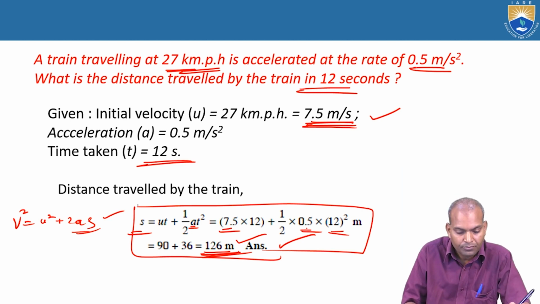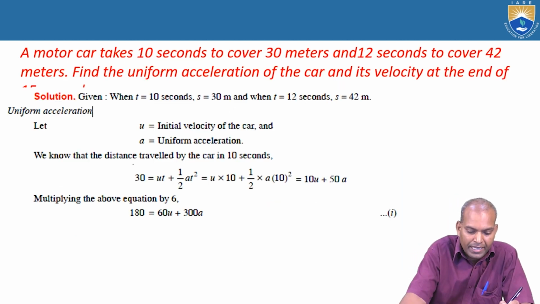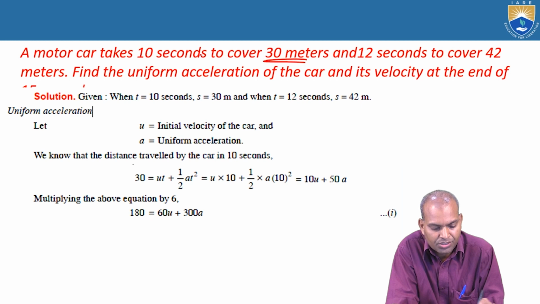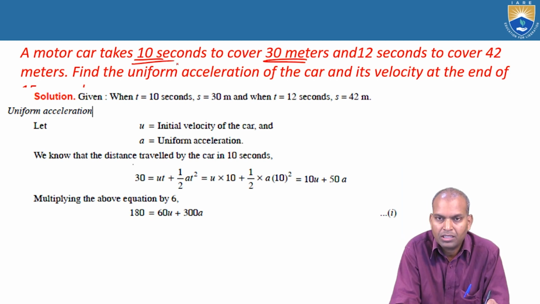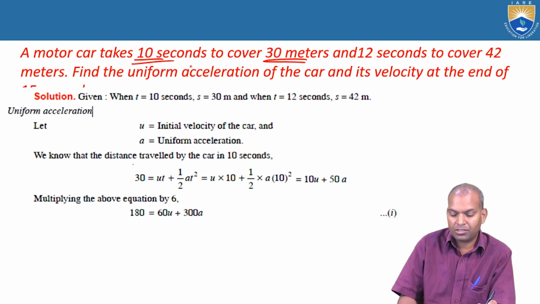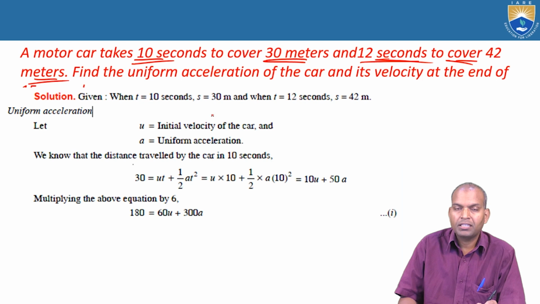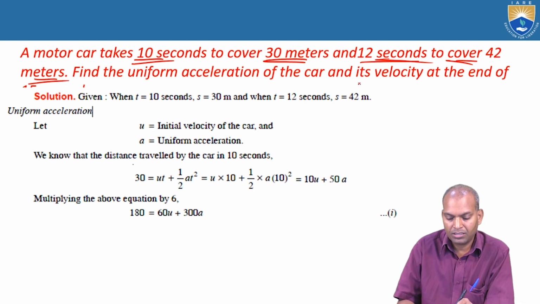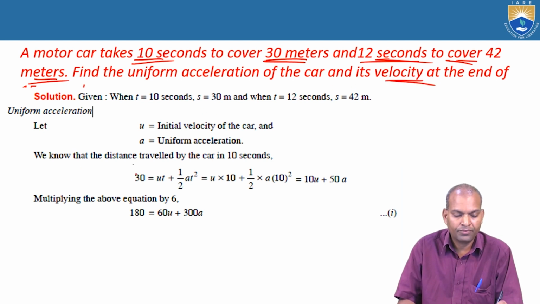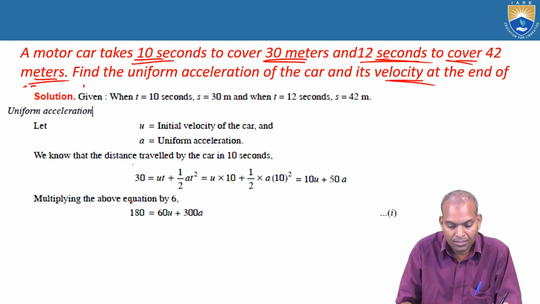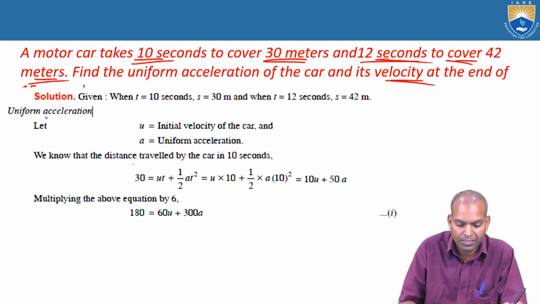Okay, next problem. A motor car in 10 seconds covers 30 meters, and in 12 seconds covers 42 meters. Find the uniform acceleration of the car and its velocity at the end of the time, that is, at the end of 12 seconds, at the end of 42 meters traveling.